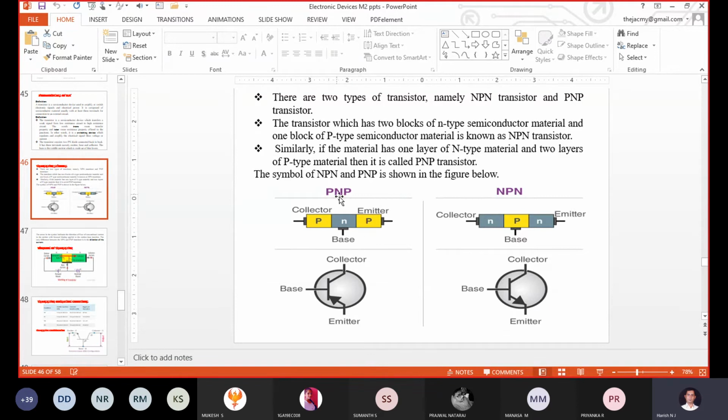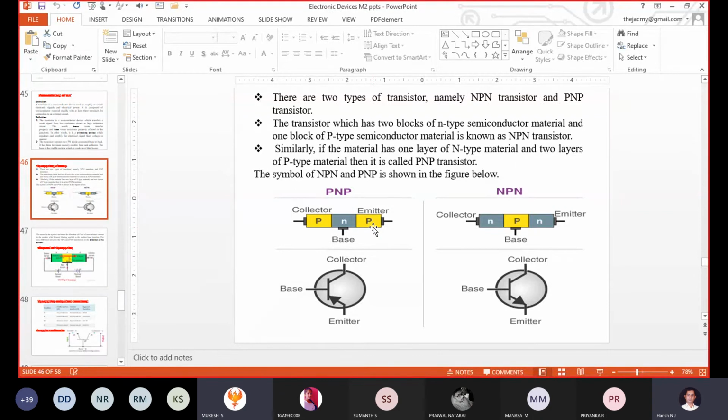Out of these three substrates, are we using uniformly doped substrates or non-uniformly doped substrates for the construction of a transistor? It may be NPN or it may be PNP. In between two P, if you place an N, it will become PNP. If in between two N, you place a P, it will become NPN.